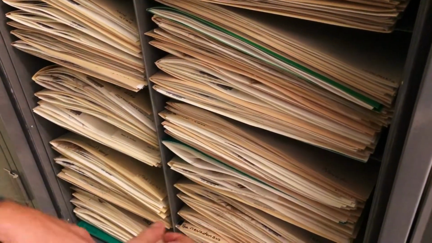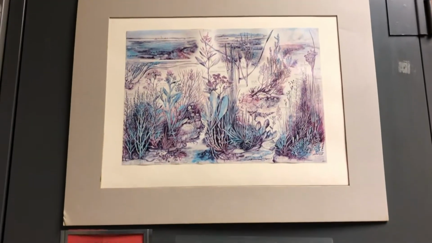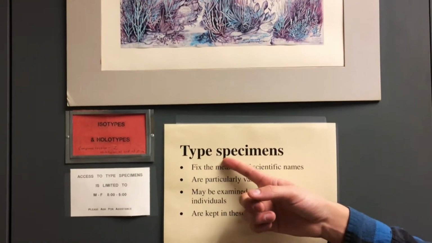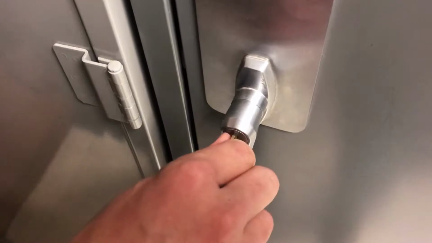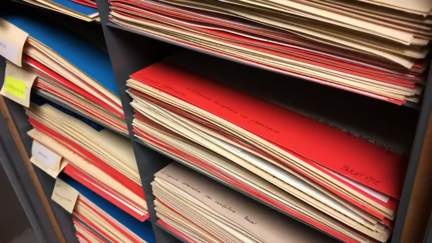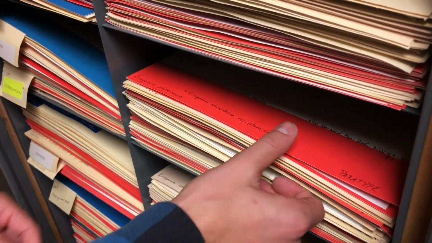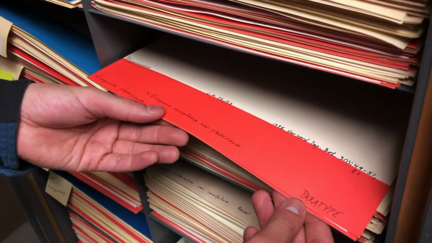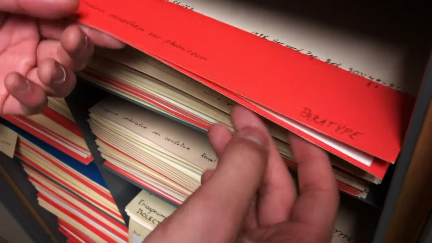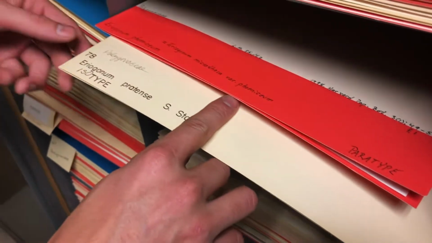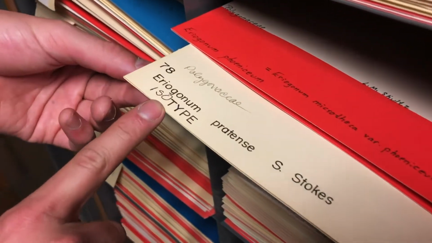Here at the Intermountain Herbarium as well, we have type specimens. Whenever a specimen is named, you need a voucher that represents what you are naming as a whole. We use red folders to signify that it is a type specimen. We put the name, author, and publication of where it is. We keep our isotypes and paratypes in a separate cabinet and our holotypes in another.